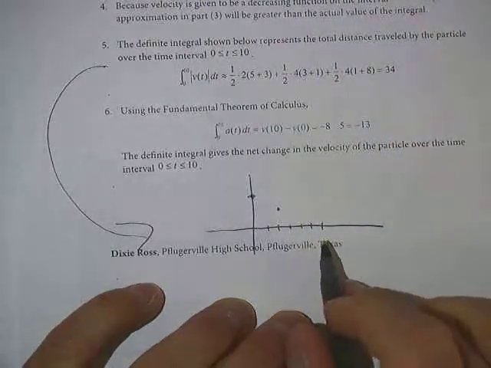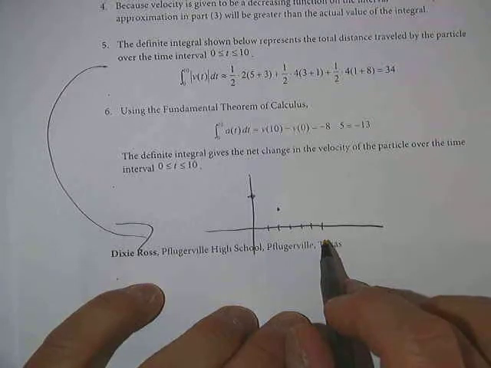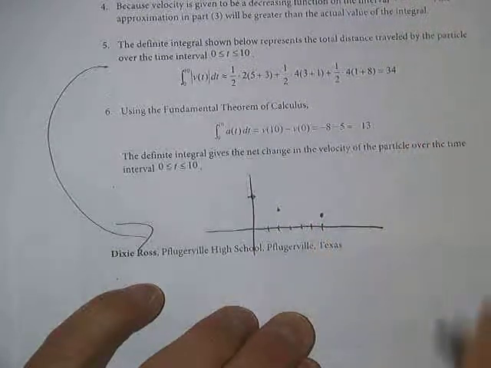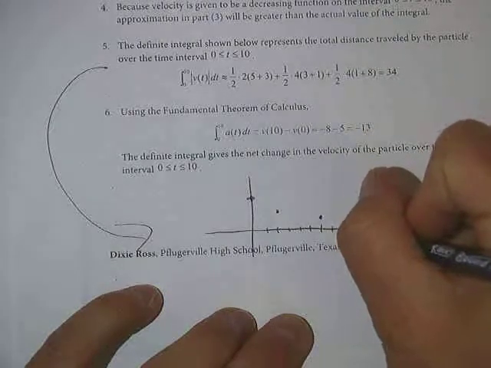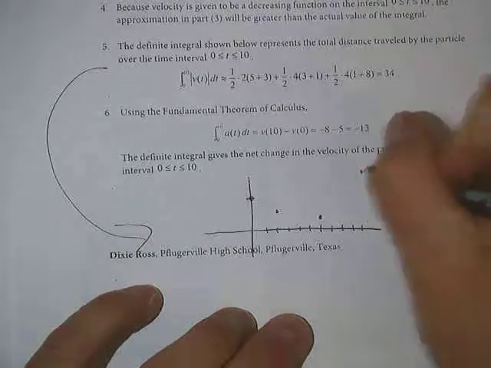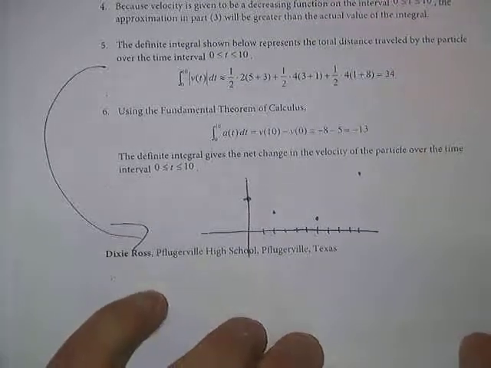And ultimately, it would be our change in velocity, if you will. Okay. And think about why it's also change in velocity. If the answer to this is v of 10 minus v of 0, isn't that the velocity at 10 minus the velocity at 0? Isn't that the change in velocity?